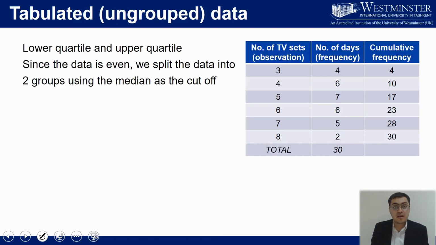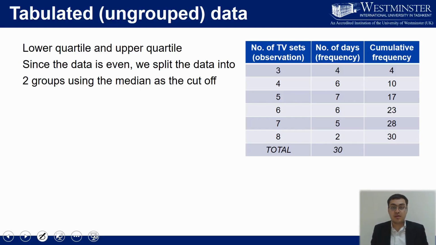Now let's try to calculate the lower and upper quartile. Since this data is even, it's much easier if we split the data into two groups. That's going to make our lives much easier. And the way we split it is we figure out what the median is. All the numbers below the median are split off into a separate group. All the numbers above the median are also split off into another group.